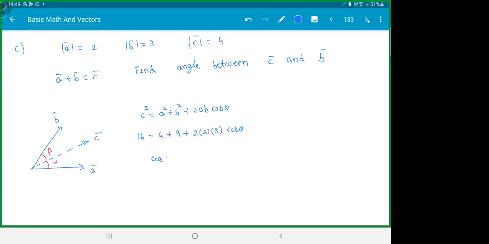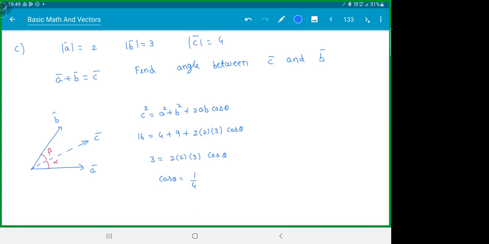So cos theta will be 1 by, let's calculate, 12 minus 9, so 3. 2 into 2 into 3 by cos theta. So cos theta is 1 by 4. Yes.